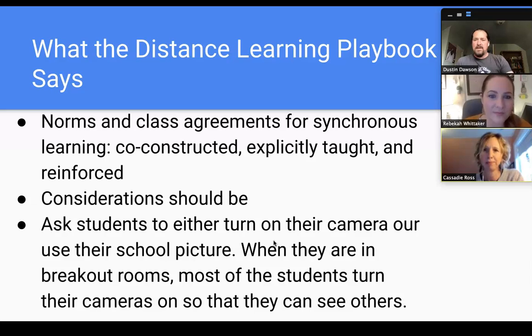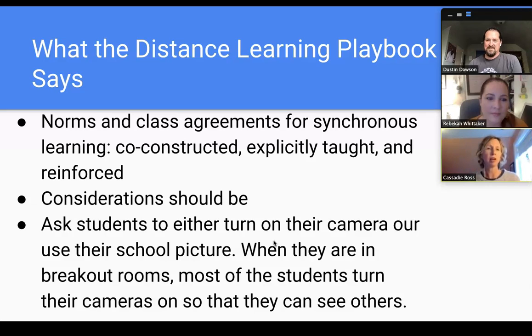All right, Cassidy, tell us about the playbook. What does the playbook say? Yeah, let's start with the playbook. The Distance Learning Playbook talks a little bit about cameras on, kind of. I pored over the playbook, thinking at some point they're going to tell us how to get students to turn those cameras on. And really all I found was that agreement, those norms: the idea that we co-construct norms and agreements for how we act during synchronous class time. So that probably could include turning cameras on.